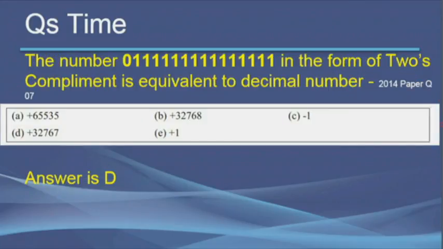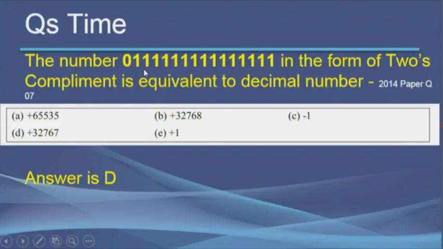And there is another question. This is 2014 question number 7. You can see the number 0 and 15 ones in the form of 2's complement is equivalent to which decimal number. This question is a little bit tricky. You might think if this is in 2's complement you have to flip the binary and do the calculation, but it is not, because you can see the sign bit is 0, which means this is a positive number. A positive number is stored in the computer as it is, which means you can simply add all the position values here and take the final answer.